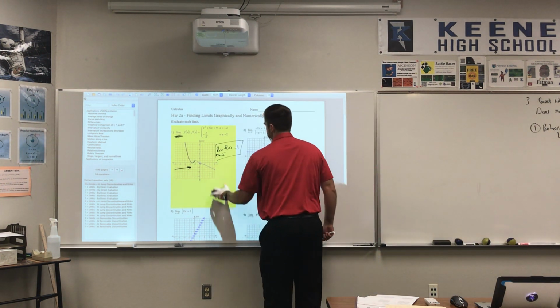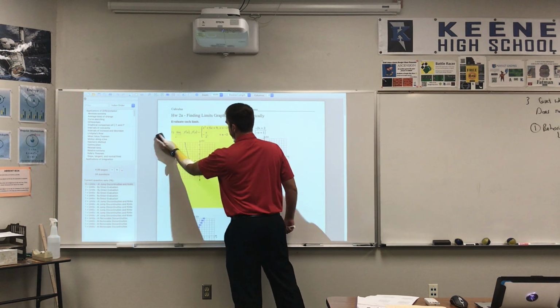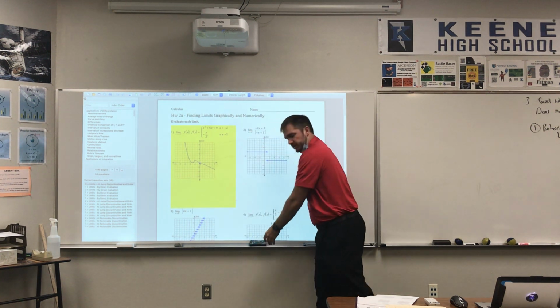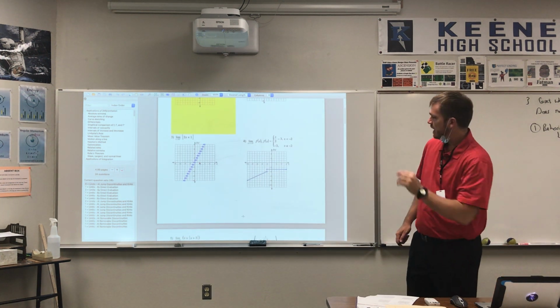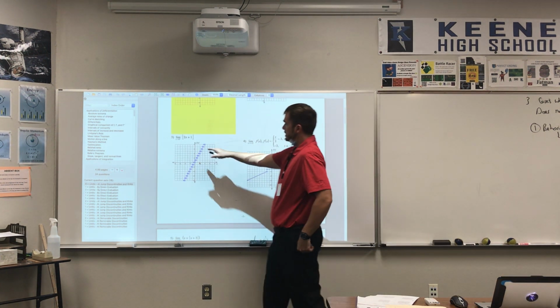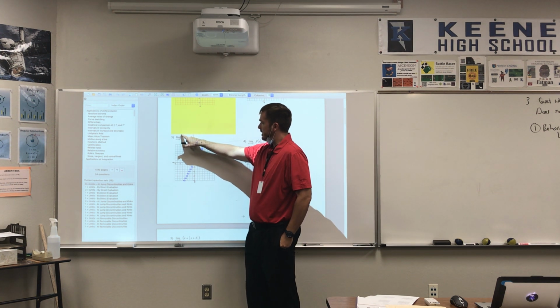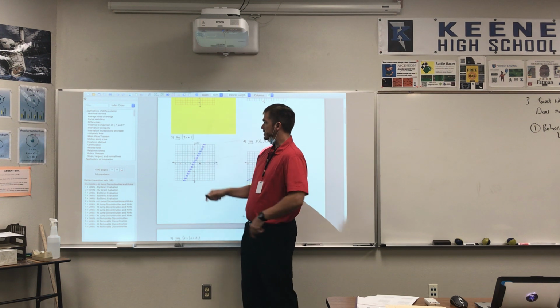Number 3, I guess we might as well deal with number 3. It's kind of weird. It's a step function. I'm going to show you what these little indications mean, the little bars with little things underneath.